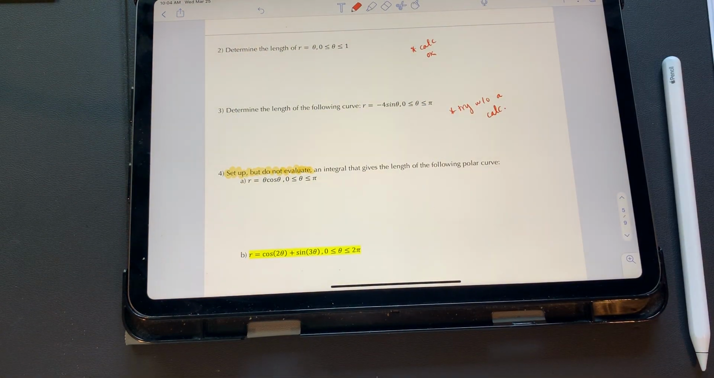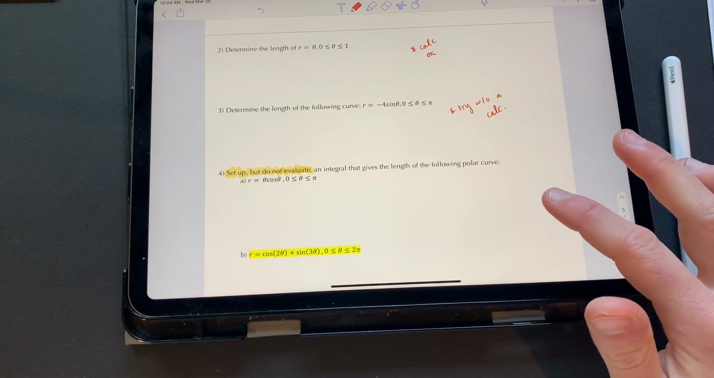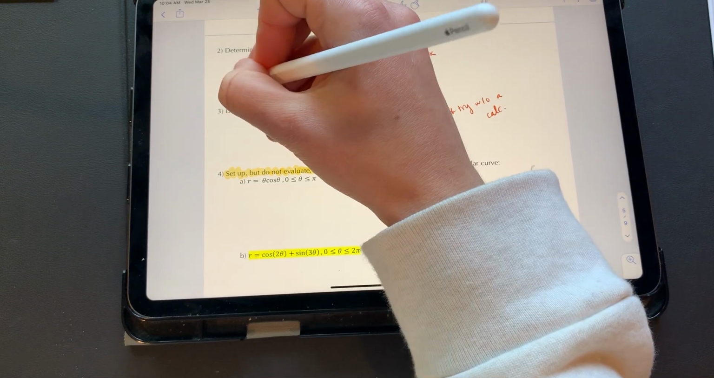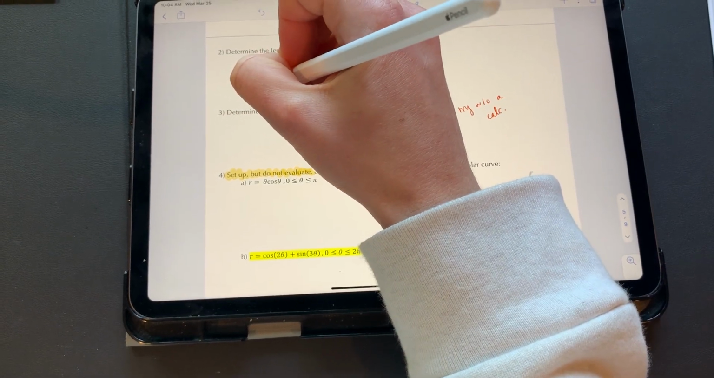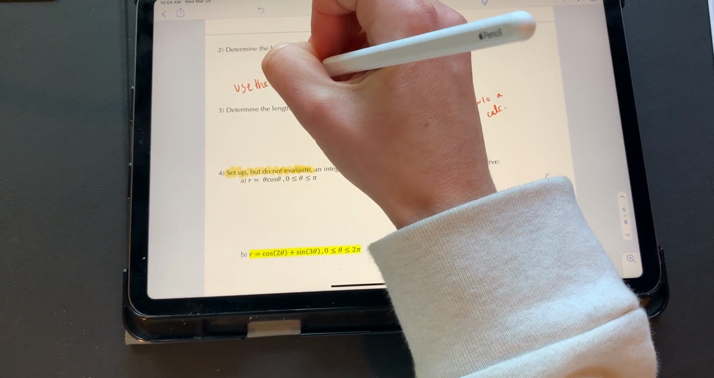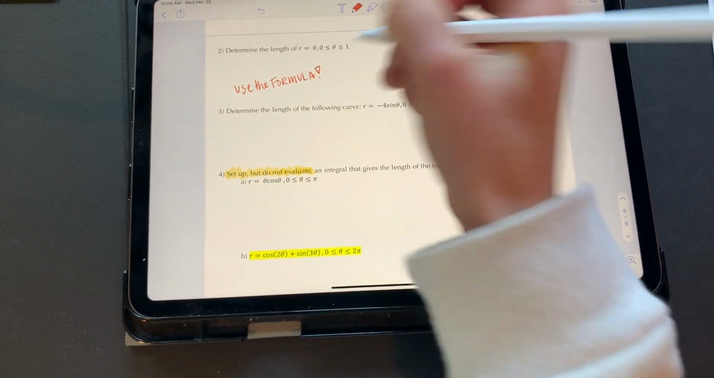All right, come to office hours with questions about this. Really, just use the formula. And you're good to go.